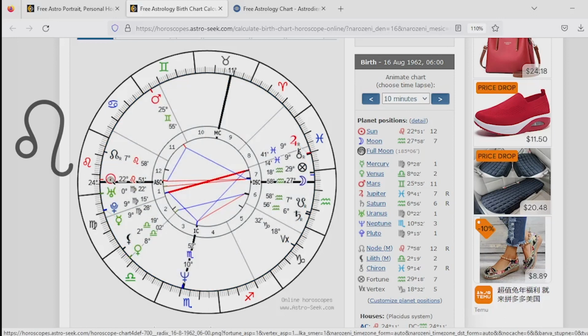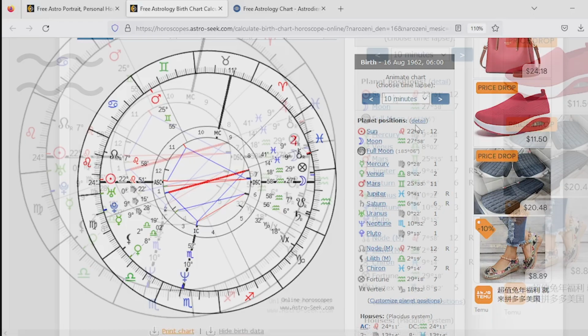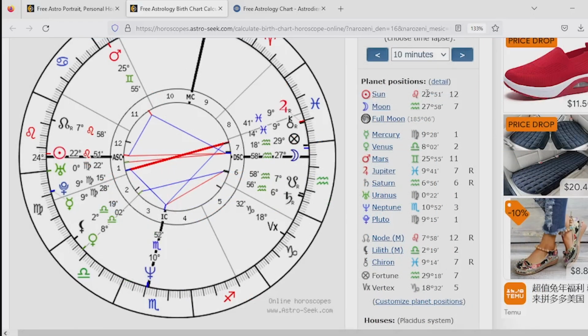You can see that the sun is in Leo and the ascendant's in Leo. So again, you can see the symbol for Leo here. And then the moon, the symbol for the moon is located right here. And the moon is in Aquarius. So again, if you look over here, sun in Leo at 22 degrees, this number right here is the house. So the sun is located in the 12th house. So it's right here. This is the first house, and that's the 12th house. So it's located right here in the 12th house.